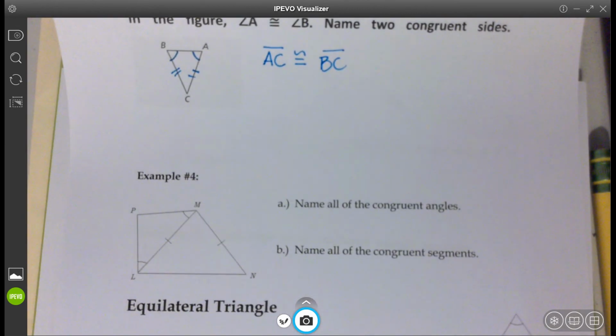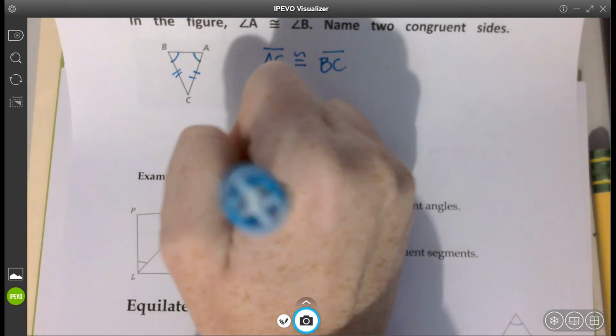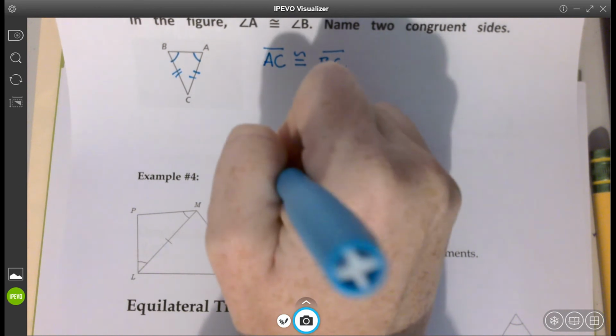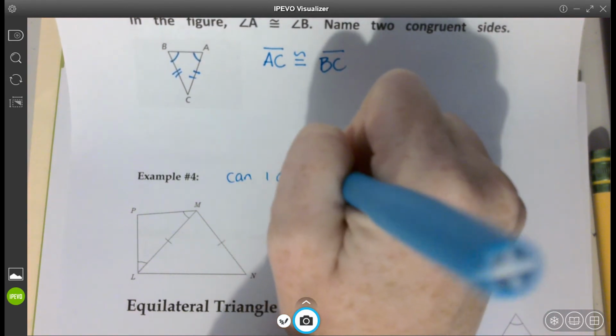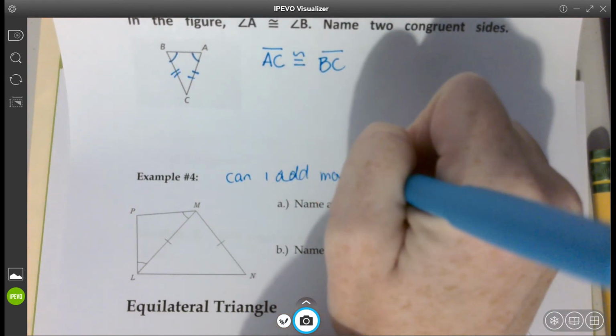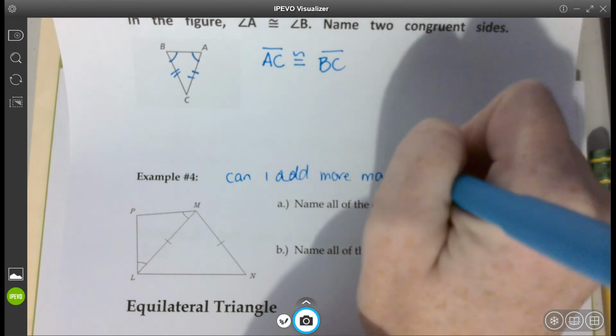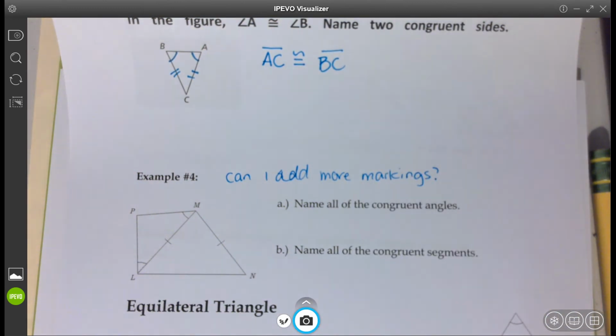So here we have triangles connected again, and the very first thing we want to think of is, can I add more markings? So that's the first thing I'm always trying to think about. Can I add markings wherever I can? So let's start at the very first triangle. I'm going to highlight that triangle.